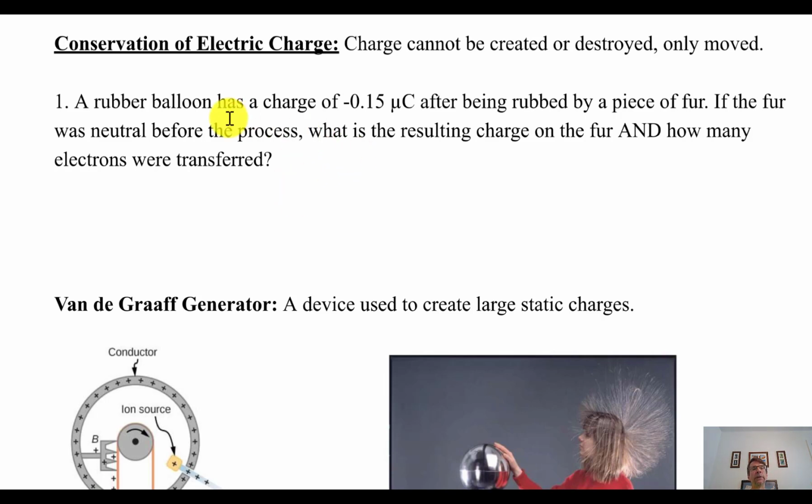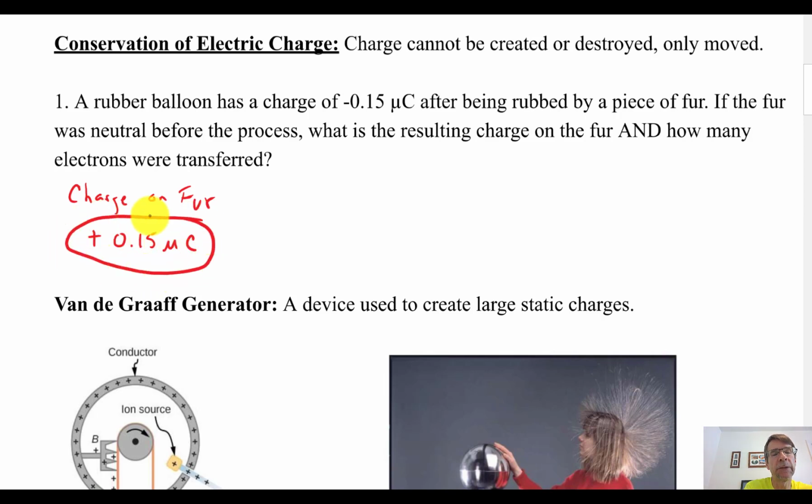And here, say that balloon that the professor rubbed in her hair picked up enough electrons to build up a charge of negative 0.15 microcoulombs, where micro is 10 to the negative sixth. Now the question here is, what is the resulting charge on the fur? Well, the charge on the fur, if the fur was neutral to start with, is going to be plus 0.15 microcoulombs. It picks up the equal and opposite charge because you're just moving electrons around.